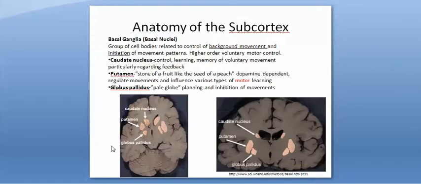All right, now we get to talk about the basal ganglia. Just like the limbic system, the basal ganglia are an aggregation of structures within the brain. I apologize. They provide control of background movement and initiation of motor movement patterns. Additionally, they're also responsible for higher order voluntary motor control.